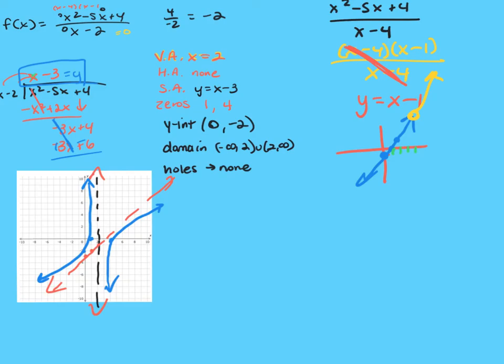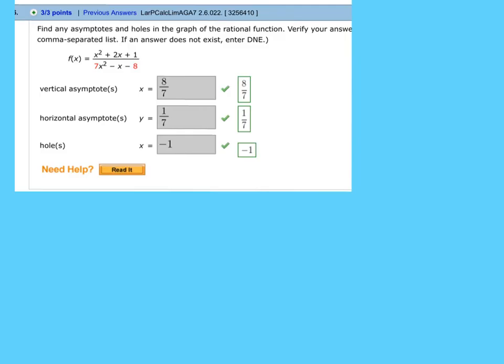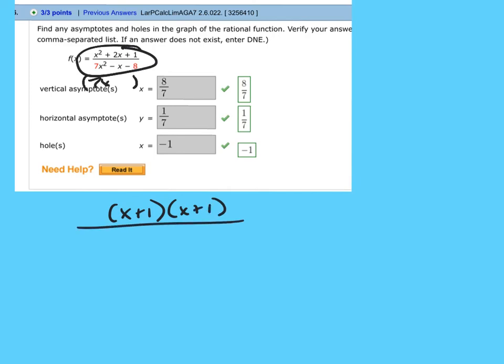Yes. Can you tell me which one? All right: find any asymptotes and holes in the graph of the rational function. Verify your answers, comma separated list, or an answer that doesn't exist. So I have to take this and factor it first to see if there's holes. So x plus 1 and x plus 1 is my numerator. The denominator is 7x minus 8, x plus 1. So as soon as these cancel, there's my hole.